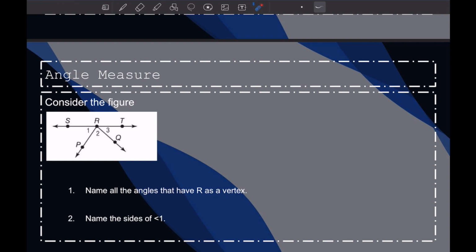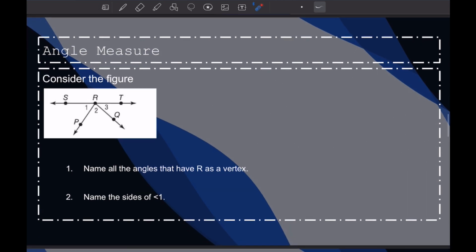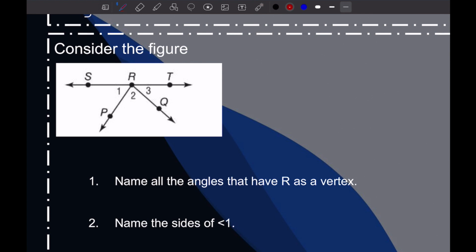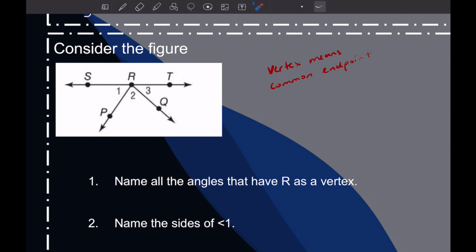So let's go ahead, number 1 says, name all the angles that have R as the vertex. So what does vertex even mean? Vertex means common endpoint, or common point. So we have R, this is the common point, and angles share that particular point. So remember, when you use the letters, the vertex has to be in the middle.